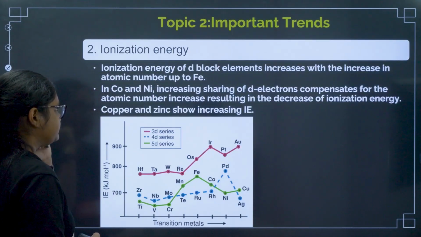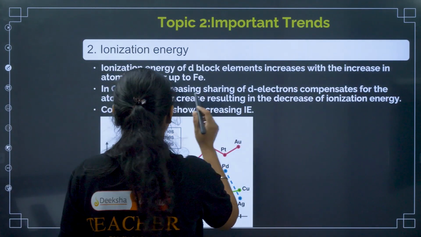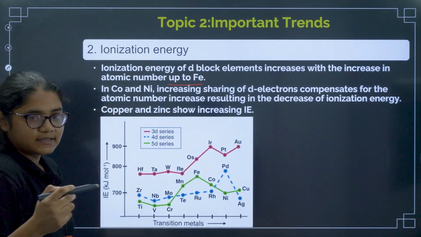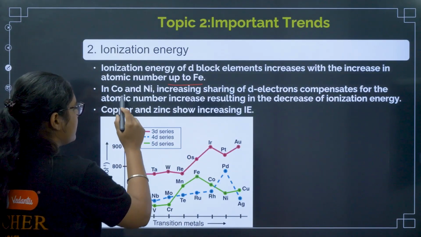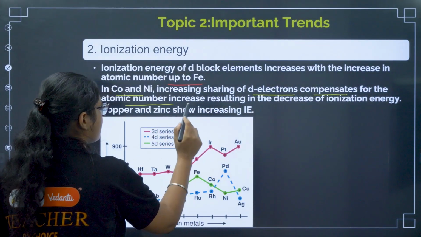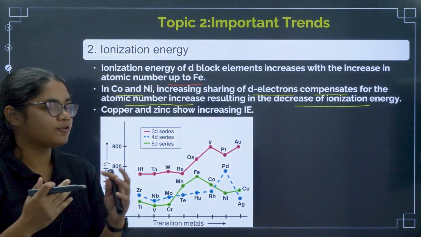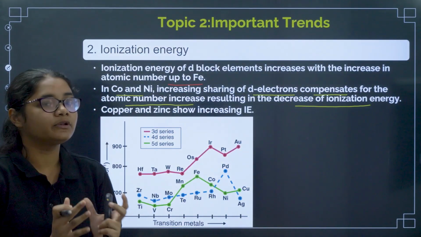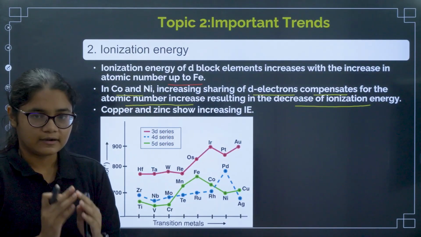Okay, next we'll go to ionization energy. So ionization energy increases with the increase in the atomic number up to Fe. So as the size decreases, the ionization energy will increase. Next, in cobalt and nickel, the increasing shielding of d electrons compensates for the atomic number increase, resulting in the decrease in the ionization energy. So again, from cobalt to nickel, as the d electrons start filling, the effective nuclear charge decreases. So that is why the ionization energy decreases.